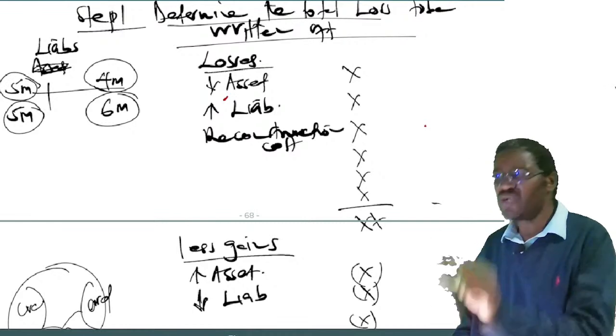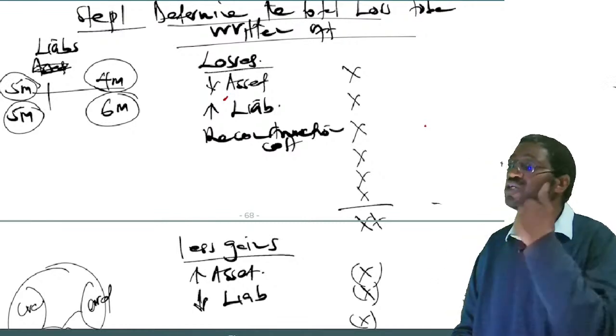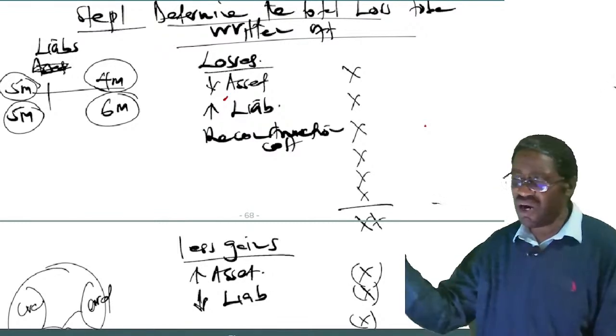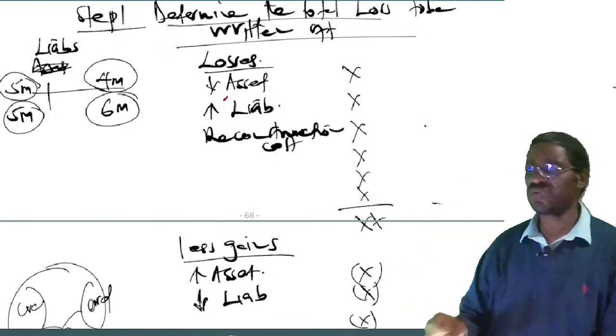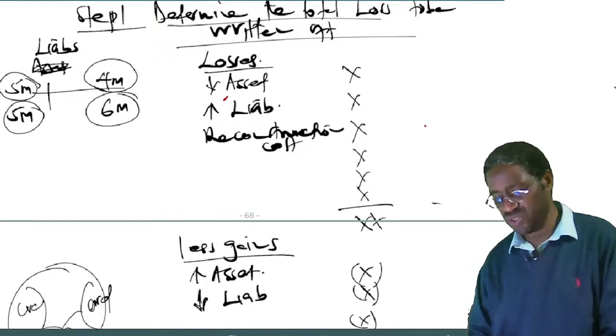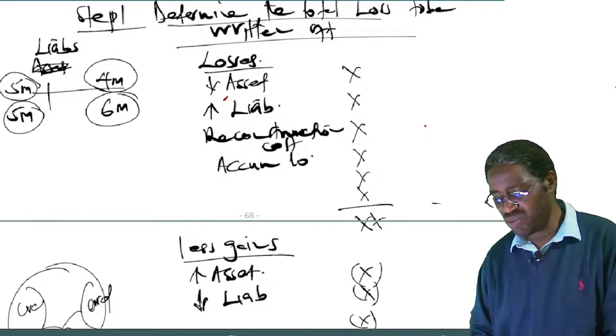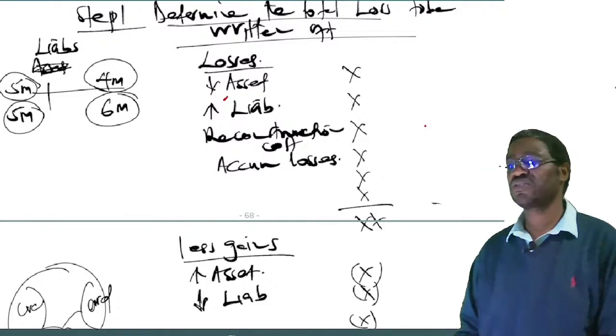So as a company, when you write off the accumulated losses, you are losing because it was the shareholders who were to take it over. But now we are the ones writing it off. So as a company, that's a loss. So another component of losses is what we are calling accumulated losses. Good.